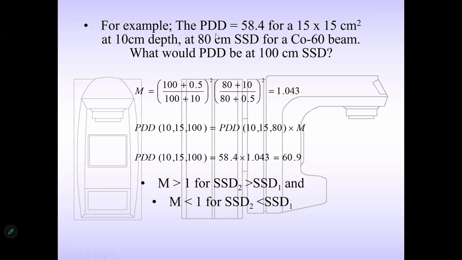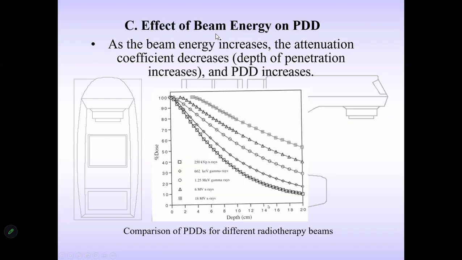That will give us the PDD at 100 centimeters, which is going to be 60%. So as you can see, there is not much change.